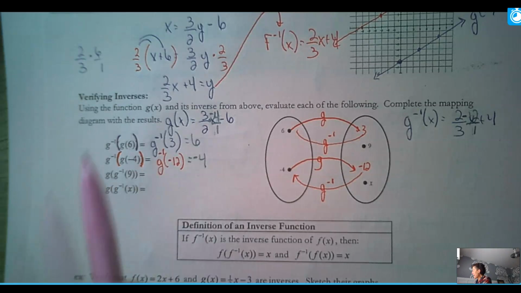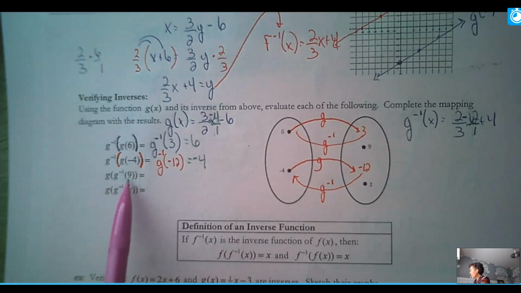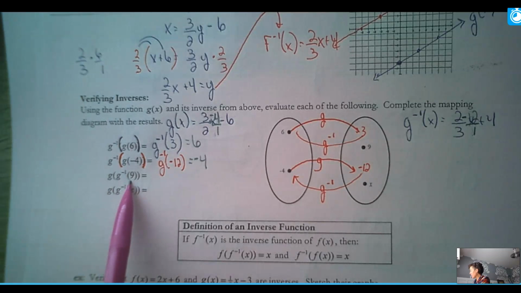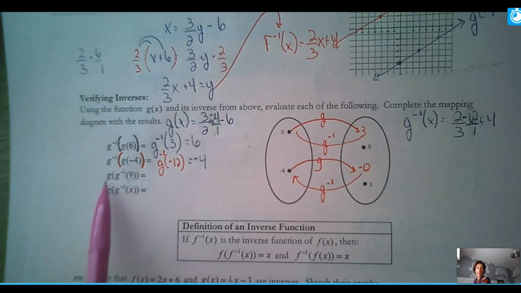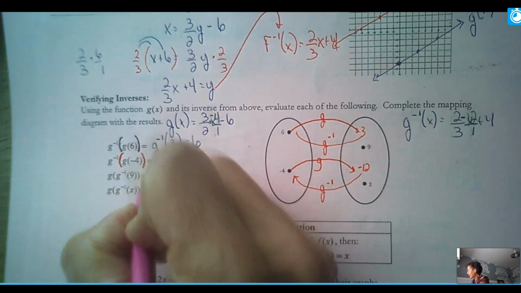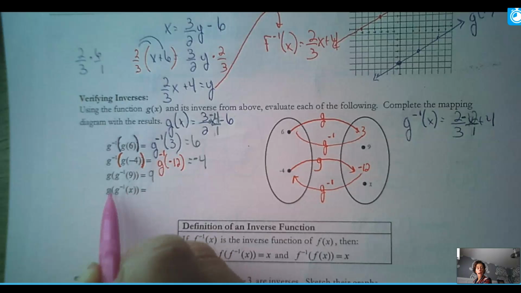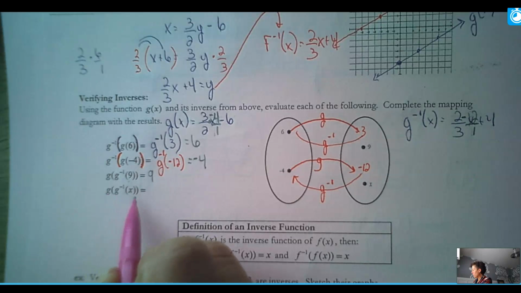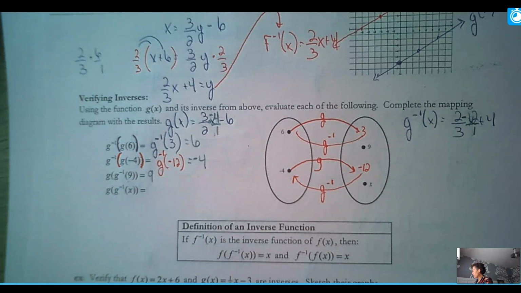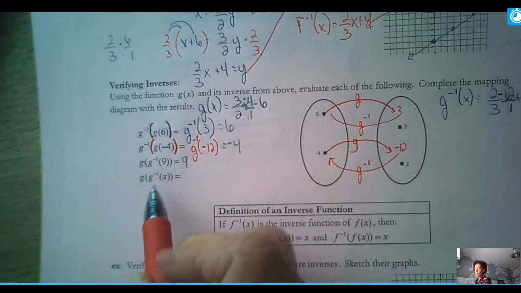So without any math, if I put 9 in, I'll get an answer. And when I put that answer back in, I should get right back to 9. And then the same thing would happen with just the actual inverse function. So let's take a special look at this one.